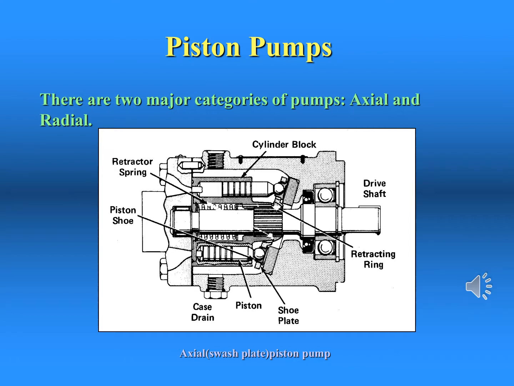The position is controlled by the shoe plates. As the pistons move forward, the fluid is displaced, and as they move back, fluid is drawn into the barrel. A port plate is connected to the inlet and outlet ports. There are no seals on these pistons, only a tiny clearance which is filled by lubricating oil.